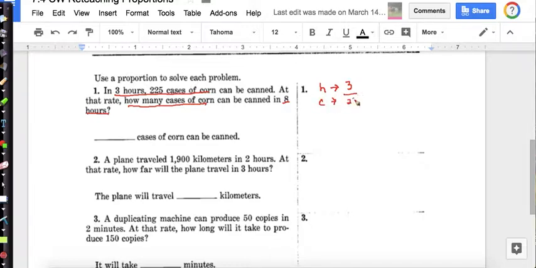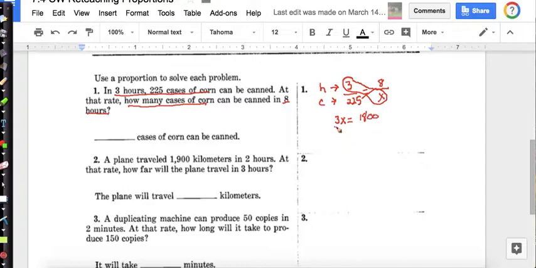So 225. Okay, now we want to know how many cans in 8 hours. So I'm going to put the 8 on top and the X on the bottom. So once again, like we learned the other day, circle the number diagonal to the variables. So 3 times X is 3X. 225 times 8 is 1,800.